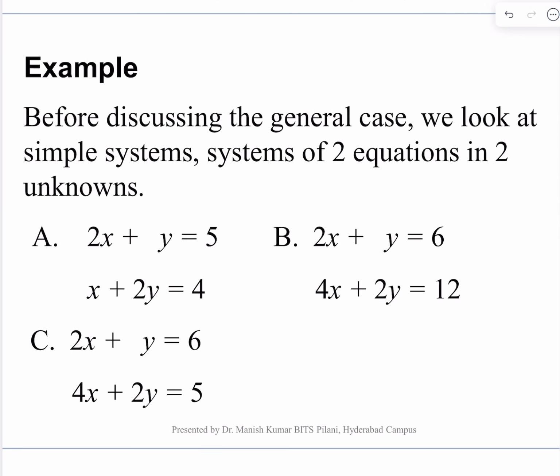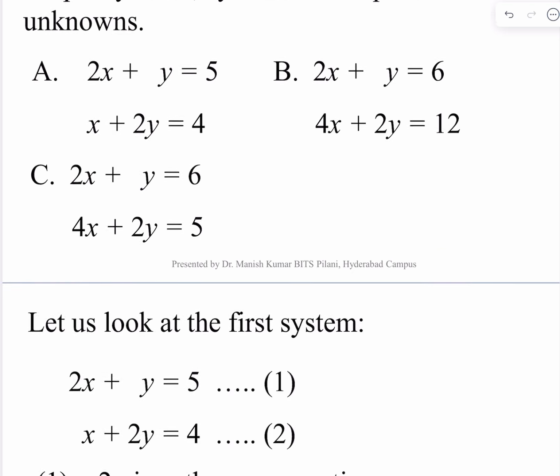So let us discuss a very simple case, a 2 by 2 example. So two variables, two equations. So if you see in system A, 2x plus y equal to 5, x plus 2y equal to 4. Similarly, you have systems B and C. So let us talk about the first system.